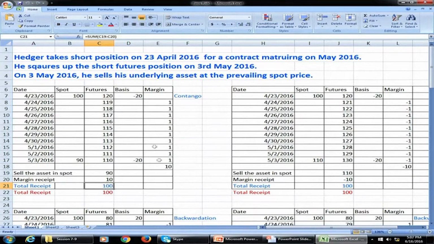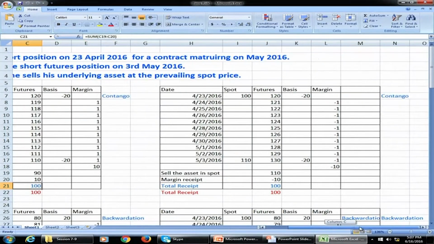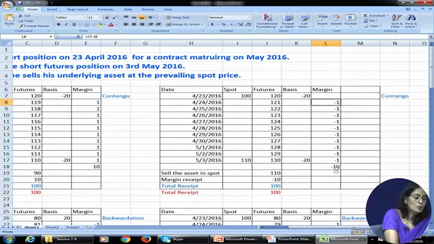So this is one case. Let's go to the next case. Let's say instead of the futures price going down by 1 rupee, the futures price increases by 1 rupee: 121, 122, and so on. The futures price increases to 130, and every day, because the futures price is increasing, he pays mark to market margin. So his net receipt is -1, -1, -1, and the sum total comes to -10.